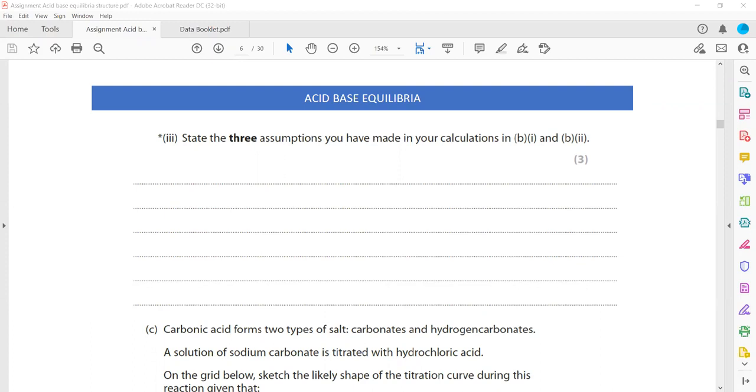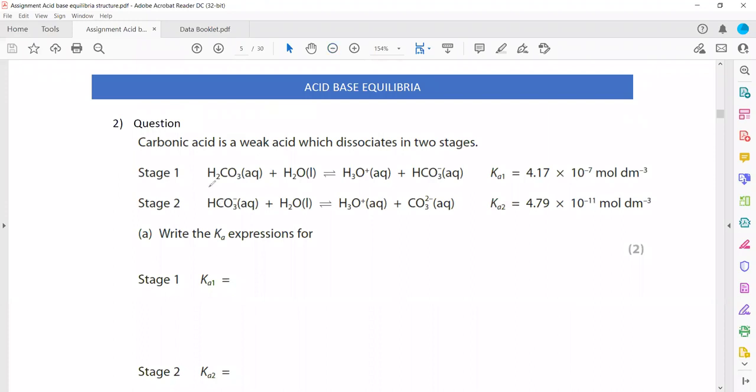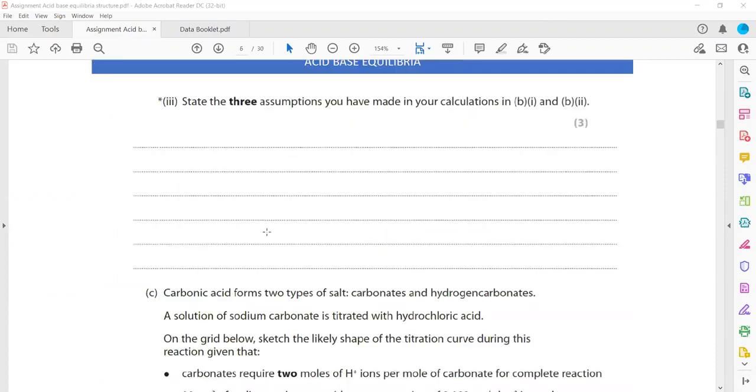when we calculate this, practically what will happen is that H2CO3 converts into HCO3-, and we get the concentration, but HCO3- could further dissociate. But we assume that because HCO3- has a smaller dissociation constant, it will not dissociate further. That's our assumption. So 3 assumptions here. The initial concentration of the acid H2CO3 is the same as the equilibrium concentration.